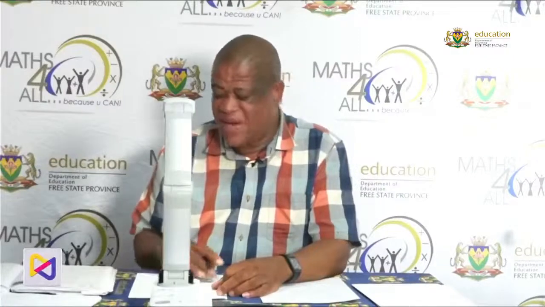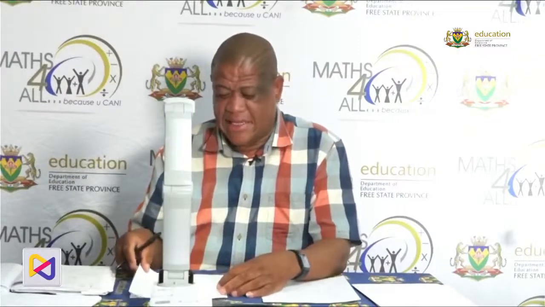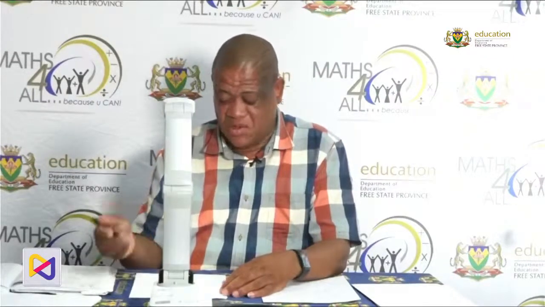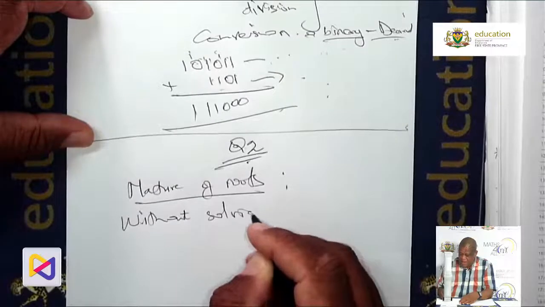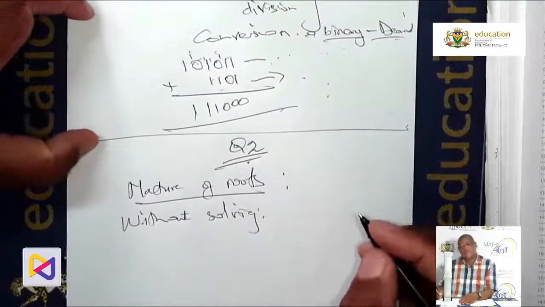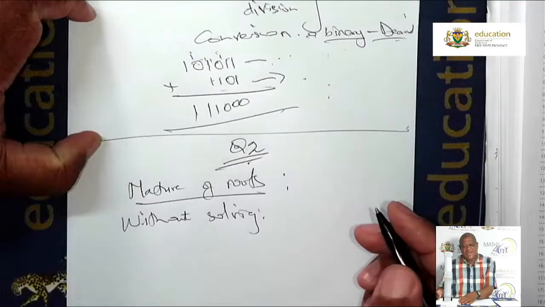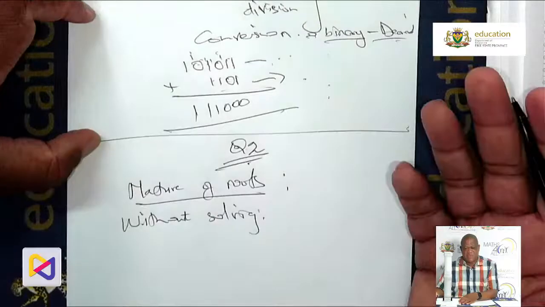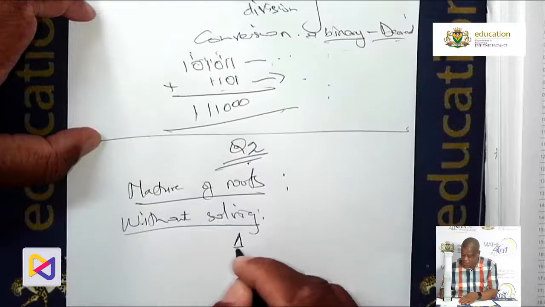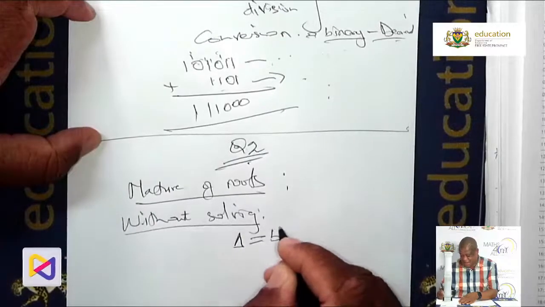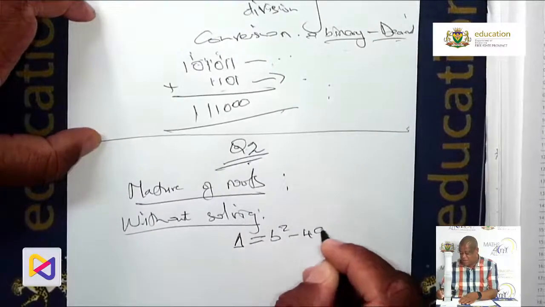This is where our learners are getting lost when they say without solving. What do they mean? They don't say don't work out the problem, but they expect you to use what we call the discriminant, which is b squared minus 4ac.